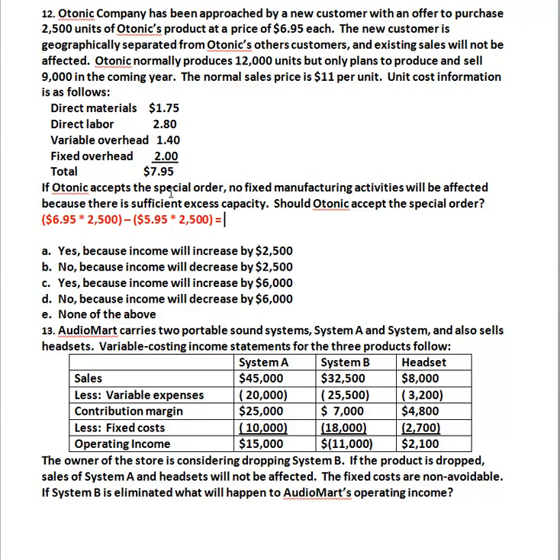So basically, you're making $1, right? The sales revenue is $695. Relevant variable cost is $5.95, so it's $1 difference. So you would have profit of $2,500 if accepted. So your answer is A.